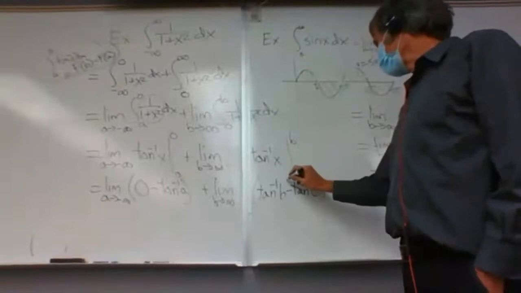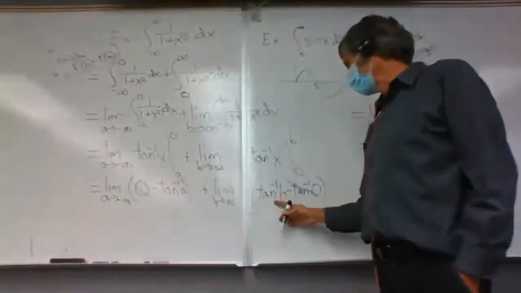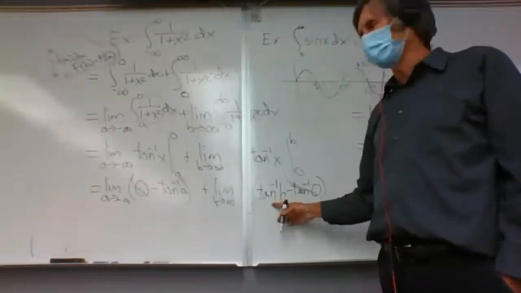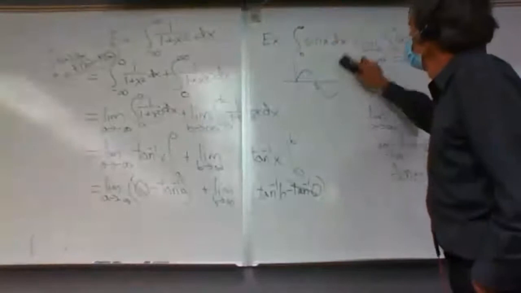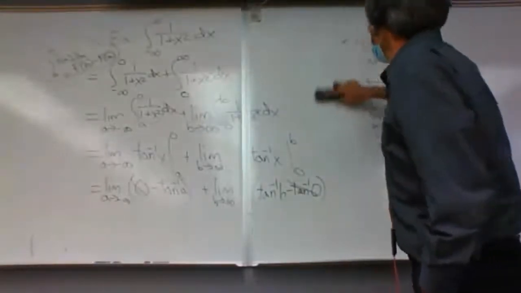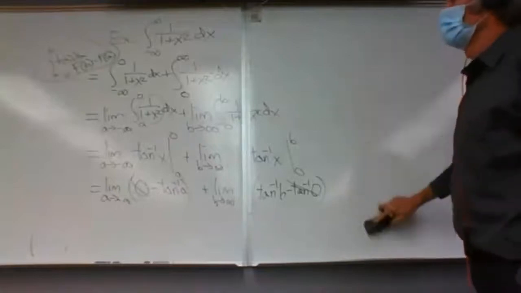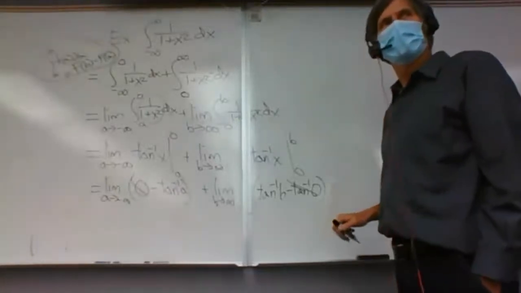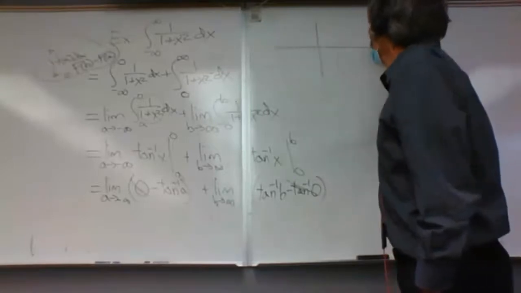So the arctangent of 0 is 0. We can drop those off. What is the limit as b goes to infinity of arctangent b? Anybody know that one? You need to know a few of these kinds of things for the homework, actually. Yeah, here's how you can figure it out.